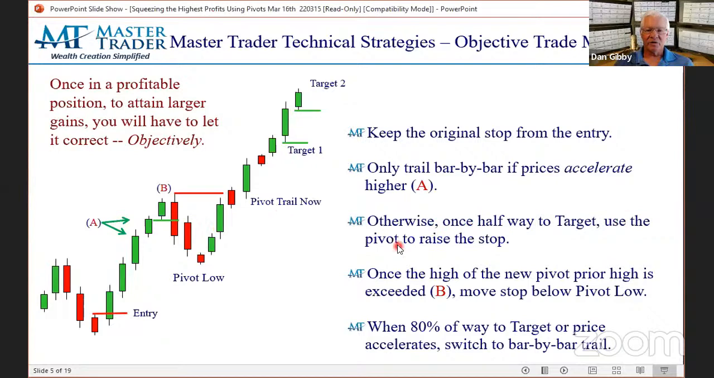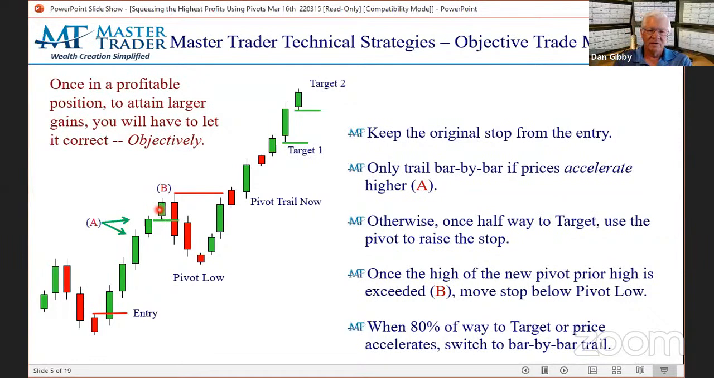Otherwise, halfway to target, use your pivot to raise the stop. So we're going to get into what pivots are, but this is the part that I'm saying here, you have to let it retrace. It's totally fine. Take half under a prior bar's low. You got a lot of money on the table. Take half.